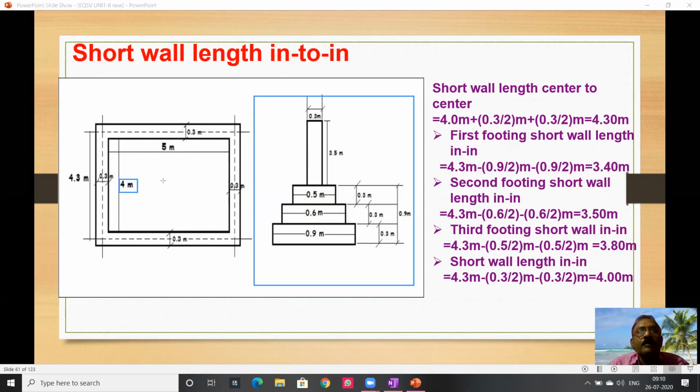This is a very simple problem, a room of size 5 meters by 4 meters. Here, they have not given the excavation, and this is the bed. To understand this problem, the first step is 0.9 meters, right? Second step width is 0.6 meters, and third step width is 0.5 meters. Each is given the same 0.3 meters height: first footing, second footing, third footing. And the height of your wall is 3.5 meters.